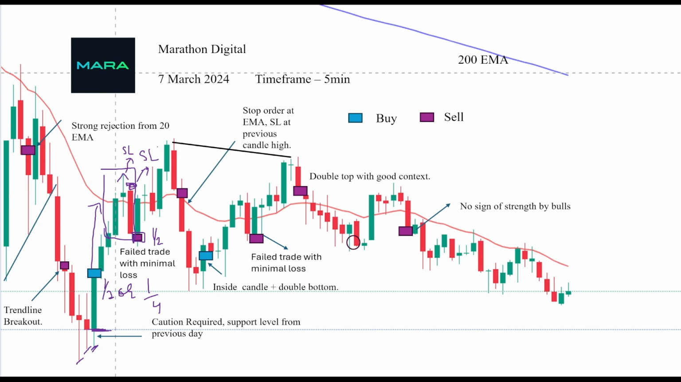Next, we see a break above the 20 EMA. I think I should clear the notations again. So we see a break above the 20 EMA and it fails miserably from this candle. So a stop entry one tick below this red candle makes sense too.